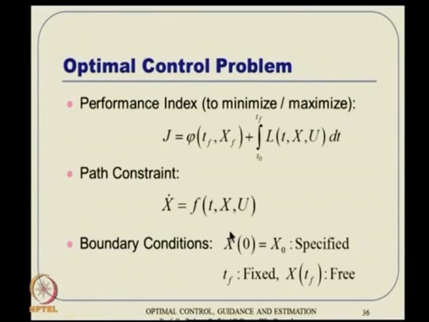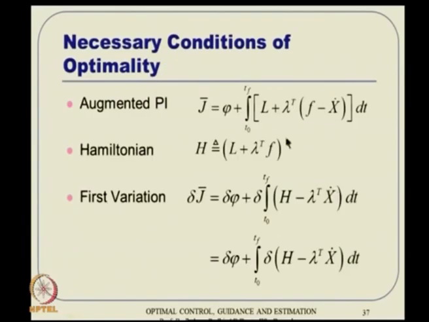And we went ahead and formally stated the problem. The performance index is of this form, and we had a path constraint in the form of system dynamics in state space form, and we had some boundary conditions where the initial state is given, Tf is fixed and x of Tf is free. Then we formulated an augmented cost function, defined the Hamiltonian as L plus lambda transpose F, and analyzed the first variation, which has to be equal to 0.